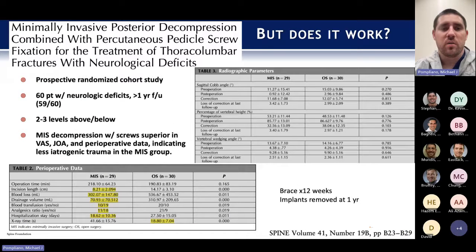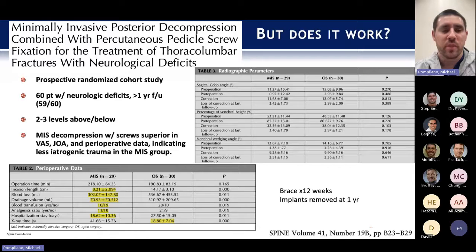This is another one looking at the comparison of open versus percutaneous pedicle screws. Again, is it accomplishing the surgical goals that we want, specifically with radiographic outcomes initially? This is a prospective randomized cohort study, 60 patients with neurologic deficits and at least 1-year follow-up for 59 of the 60. They provided instrumentation 2 to 3 levels above or below the fracture site based on surgeon preference. They also used a rigid brace for 12 weeks postoperatively and removed all implants at 1 year, which is a little bit of a debated topic that we'll talk about shortly.